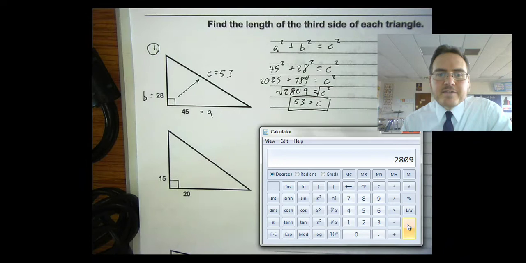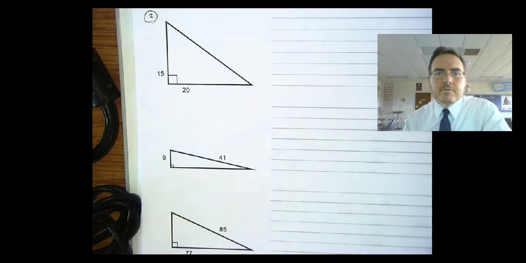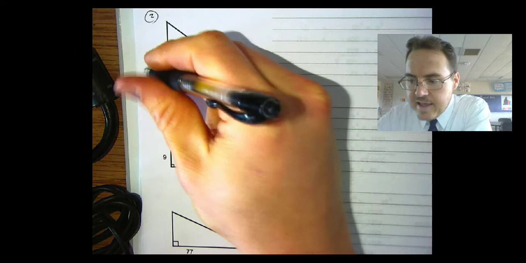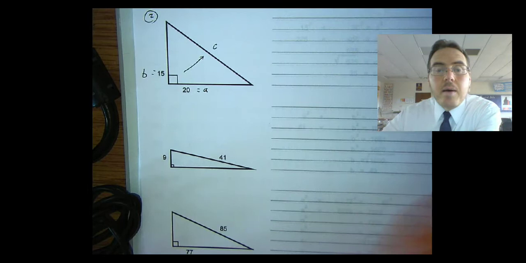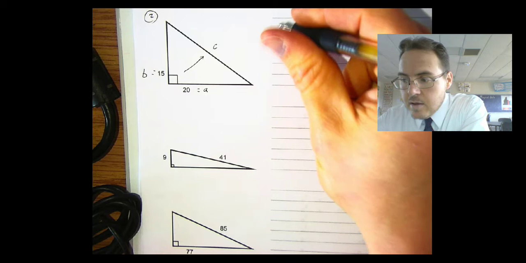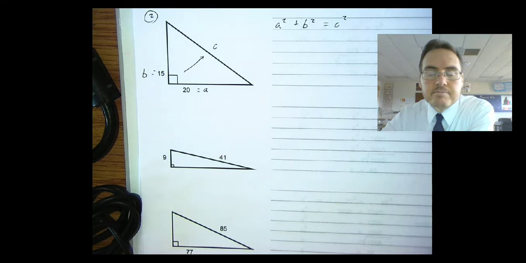Let's try the next one. Okay, we'll just call this problem number 2. It has two side lengths where one is 15, one is 20. The first thing I'm going to do is I'm going to label this as side A, and this is side B, which makes side C the hypotenuse across the right angle. And now I'm going to write down the formula for the Pythagorean theorem, which is A squared plus B squared equals C squared. Just always works out.